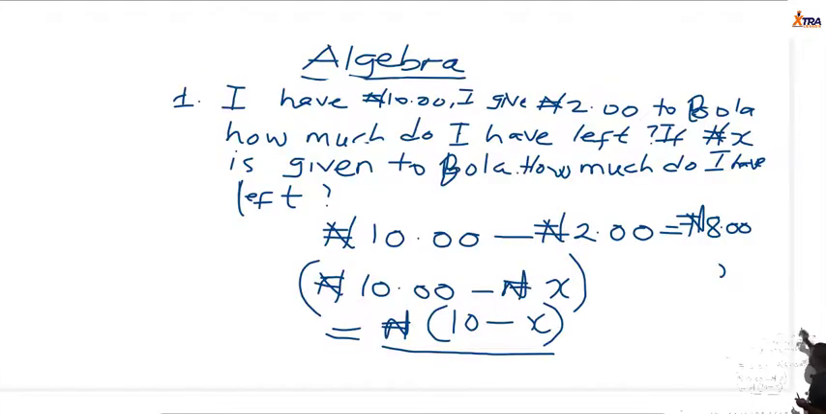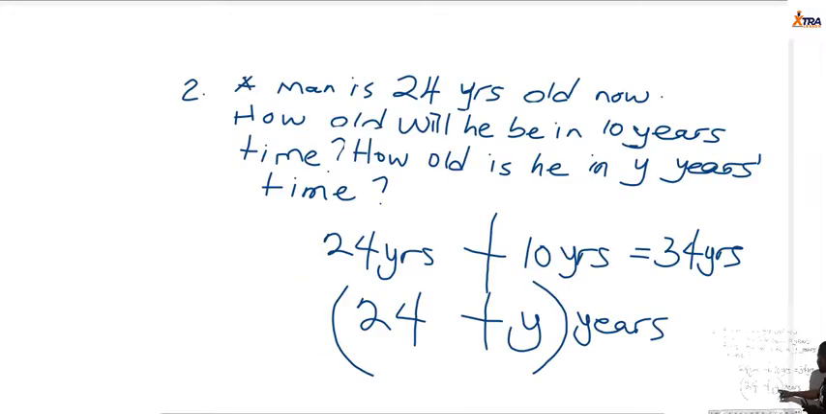Now let's go back to the previous examples and try to figure out what we are saying under algebra here. You can see in example 1 that x naira represents a particular number. And in example 2, y years old represents a particular number. That is what algebra is all about. We use letters to represent general numbers.